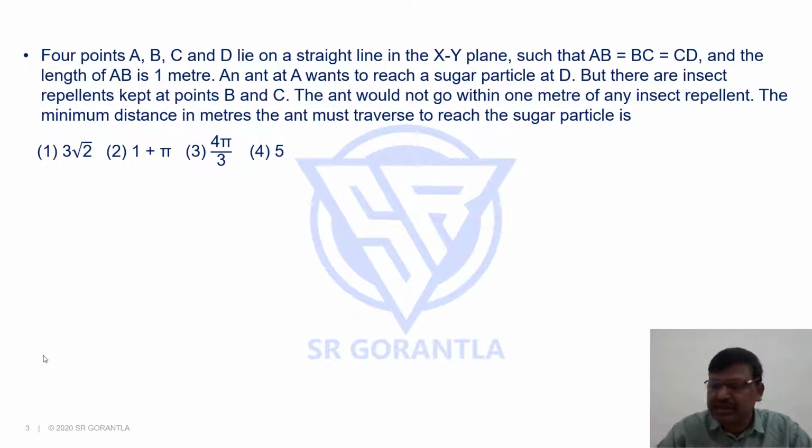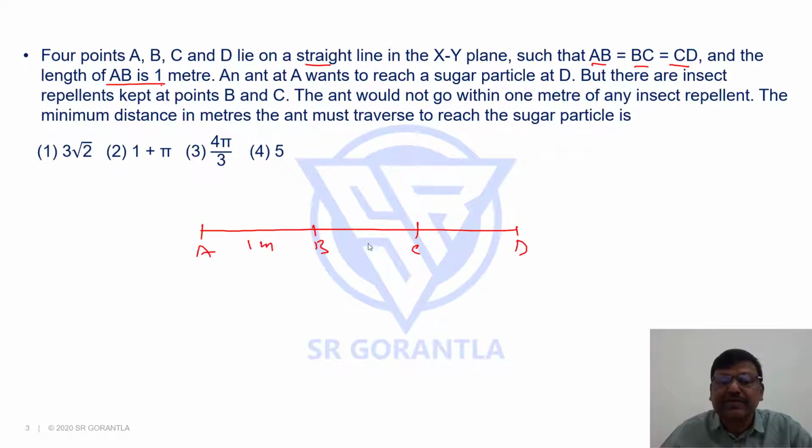Right. The question says there are 4 points A, B, C, D that lie on a straight line in the xy plane such that AB equals BC equals CD and the length of AB is 1 meter. Let's draw the diagram. We have AB equals BC equals CD. Each is 1 meter.